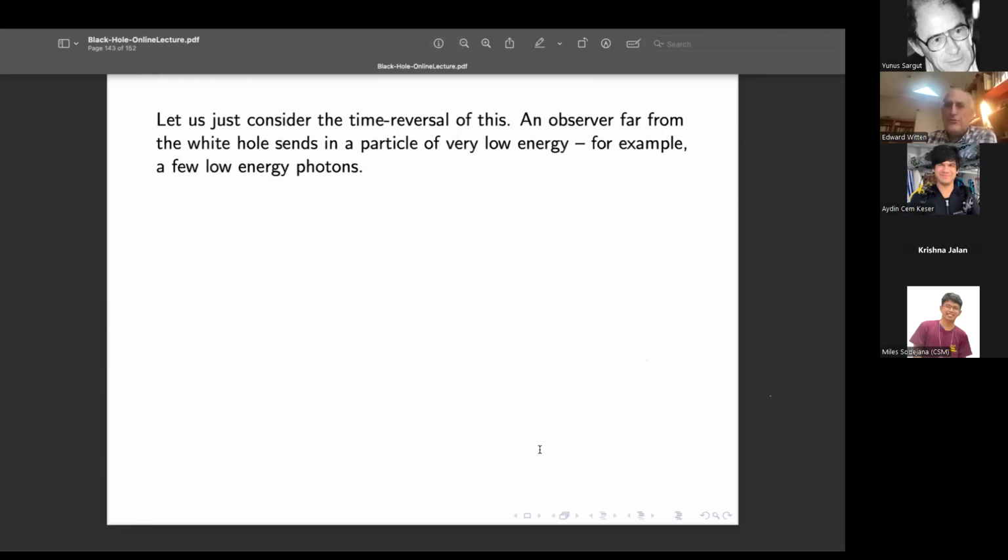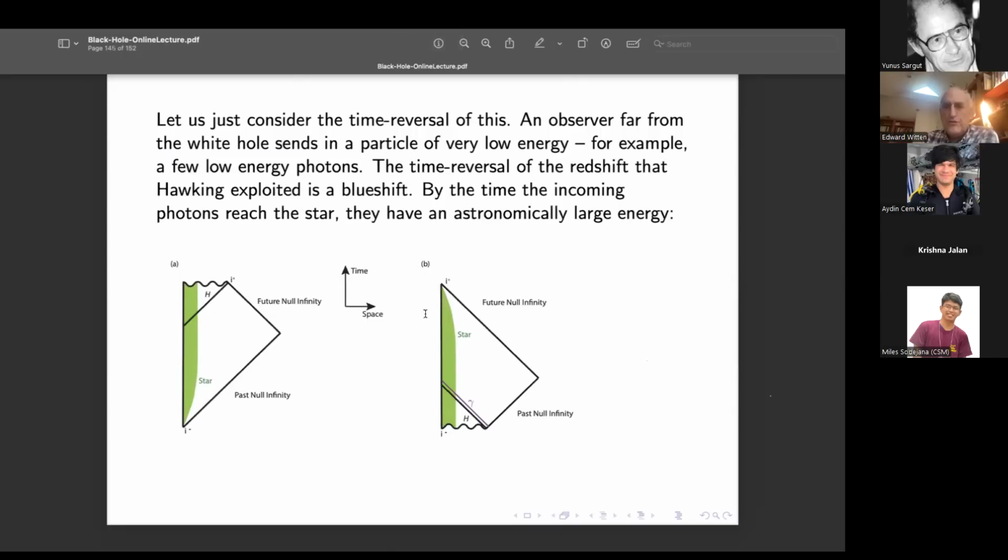The time reversal is that an observer far from the white hole sends in a particle of very low energy, for example, a few low energy photons. Or we didn't need the observer, this could have been just a quantum fluctuation. But anyway, there's some kind of signal that comes in from the far past at very low energies. I've actually drawn it: this diagonal purple line labeled gamma represents an inflowing signal that originates at very low energy just outside the past horizon, which is the diagonal black line labeled H. It originates in the far past at very, very low energies, comparable to the Hawking temperature, but it's exponentially blue shifted.